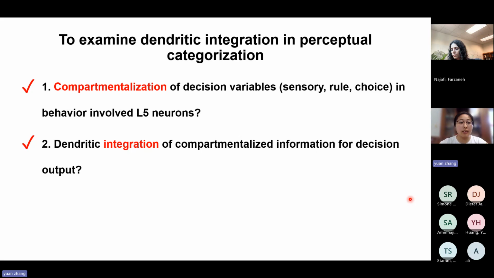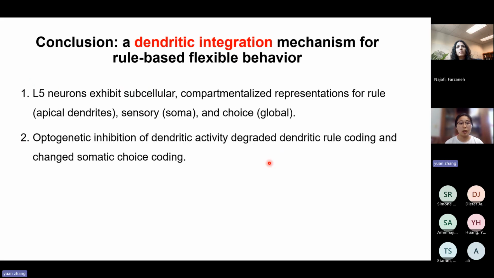So we answered these two questions: whether there is compartmentalization, and whether the rule information in the dendrites is important for the decision output. So now we make a conclusion about the dendritic integration mechanism for rule-based flexible behavior.